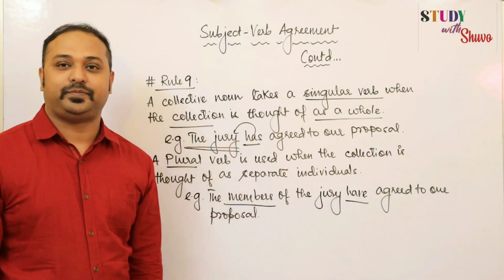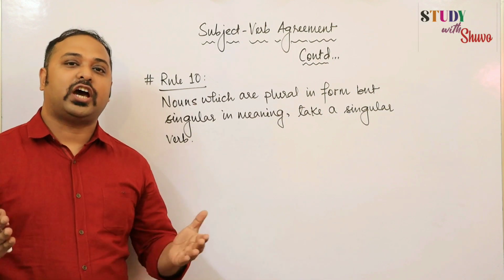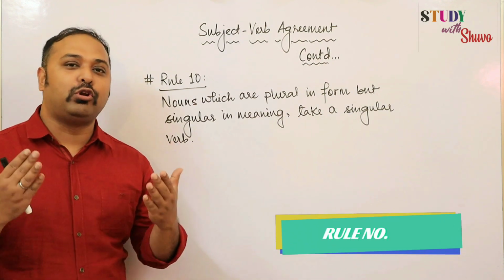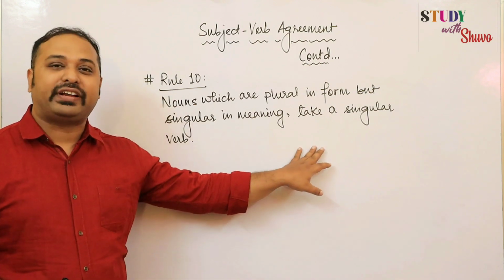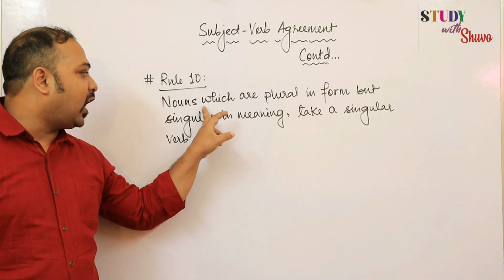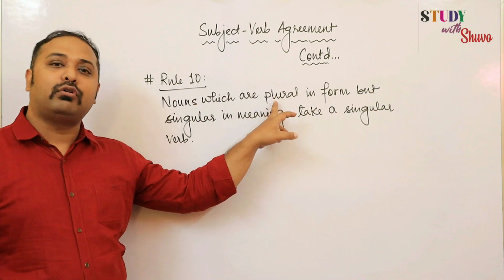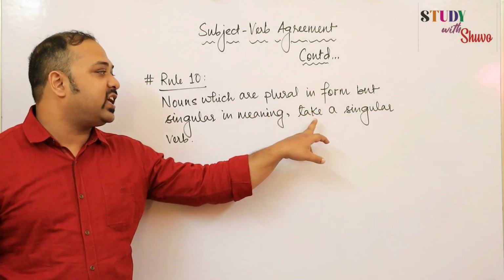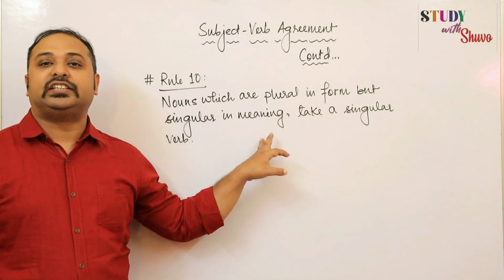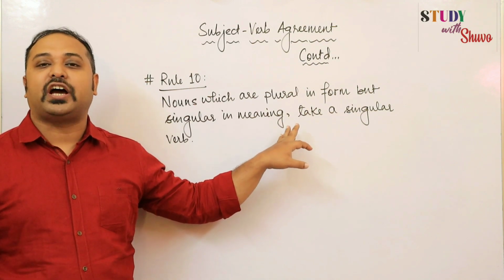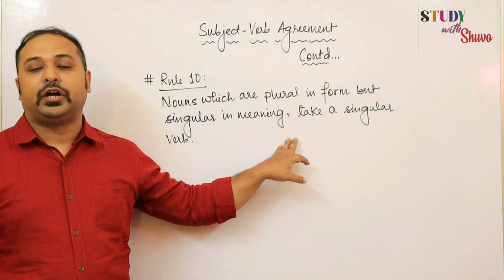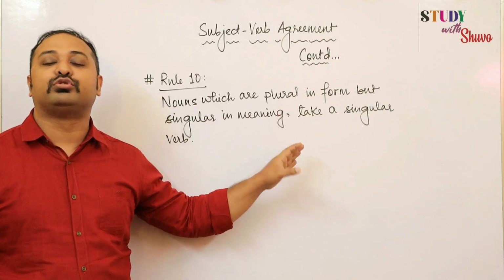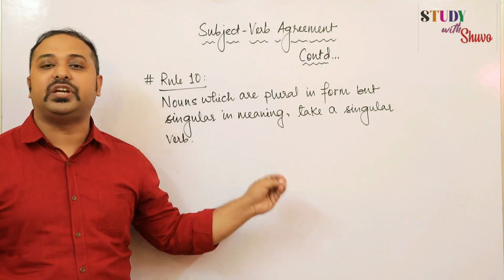So now we are here with the last rule of today's video, that is rule number 10. Rule number 10 states that nouns which are plural in form but singular in meaning take a singular verb. There are certain nouns which appear to be plural in form, but when they are used in a sentence, they are always used with a singular meaning.